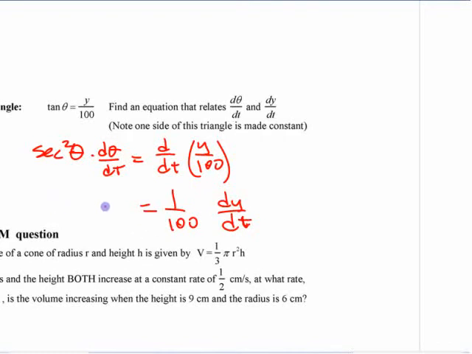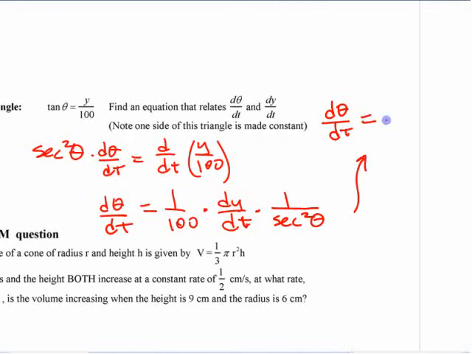And then some of you were isolating this and putting the secant squared like this, 1 over secant squared on the bottom over here. You can make that cosine squared because that's what you do on your calculator anyways, right? So you could write it up here: d theta dt equals cos squared on the top divided by 100 times dy dt.